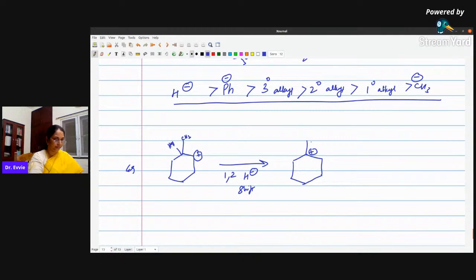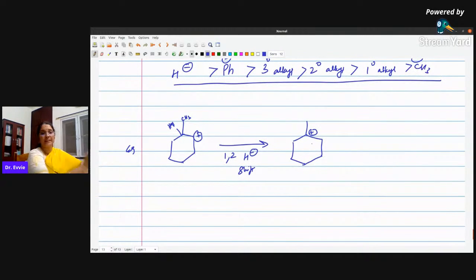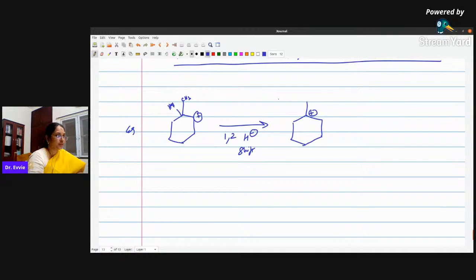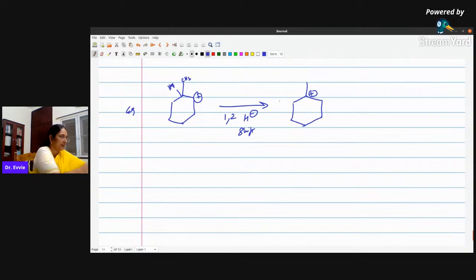Now, let me give you another one. These things can also move further. See, if there's some chance to move further and form a more stable one, that is also possible. So please bear with me. I'll be taking a little more time because today we have to finish this chapter. Okay, so this is called your extended shifting.